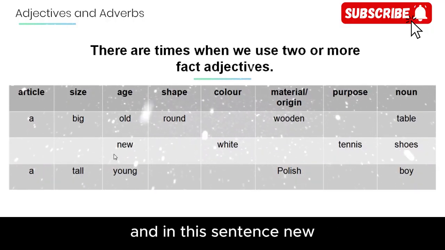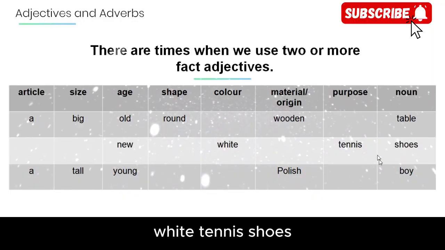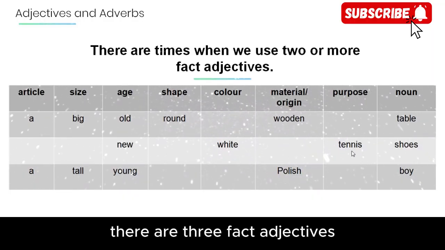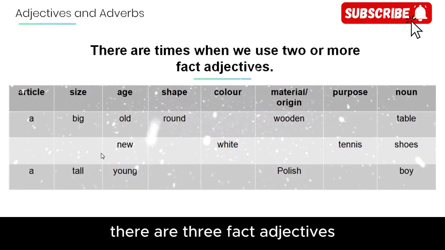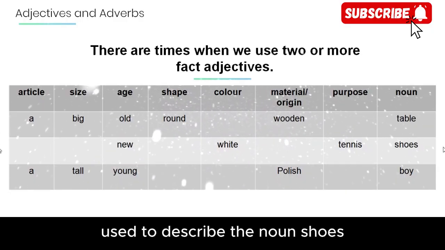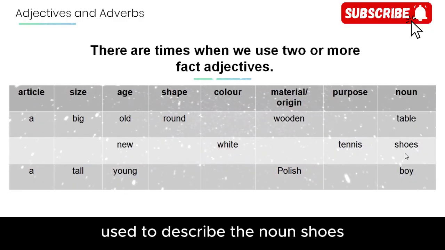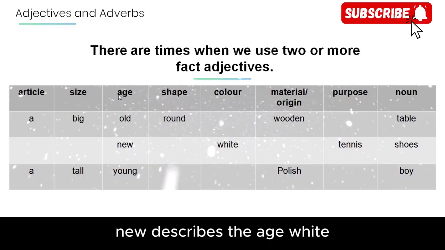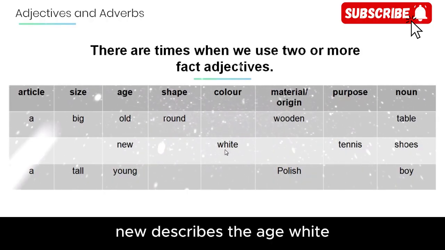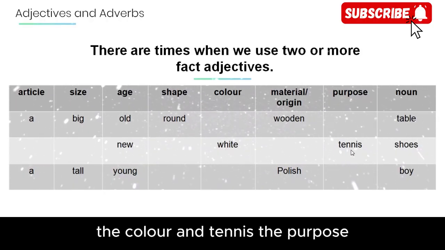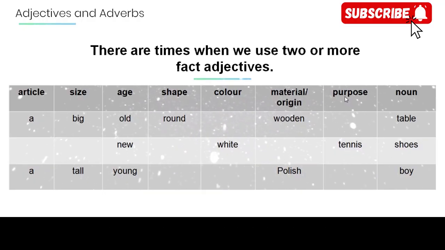And in the sentence, new white tennis shoes. There are three fact adjectives used to describe the noun shoes. New describes the age, white, the color, and tennis, the purpose.